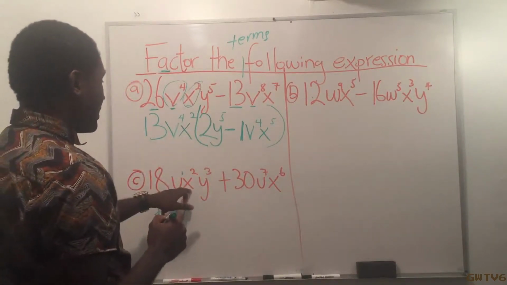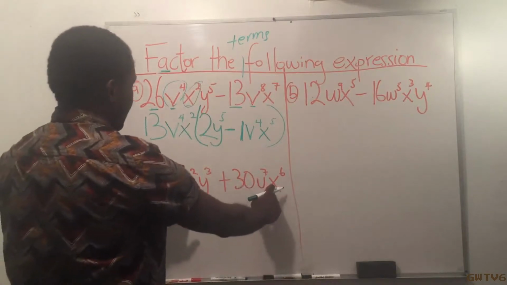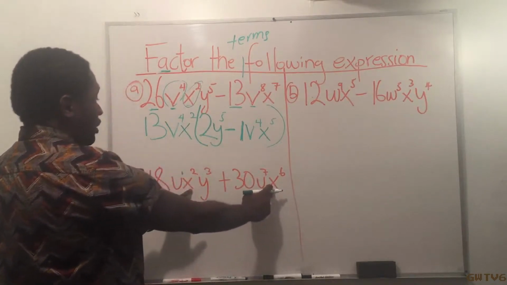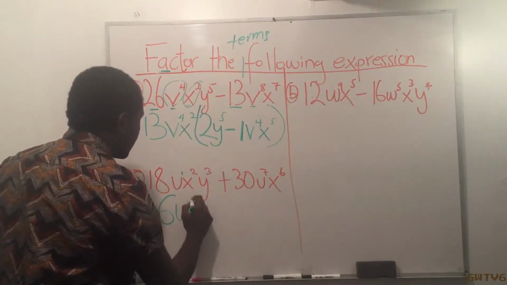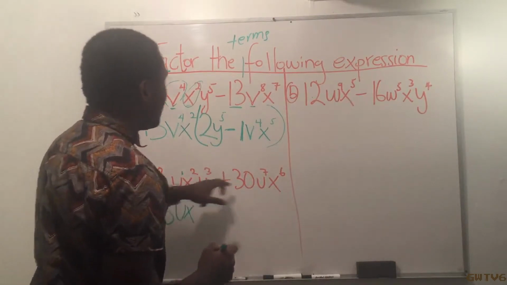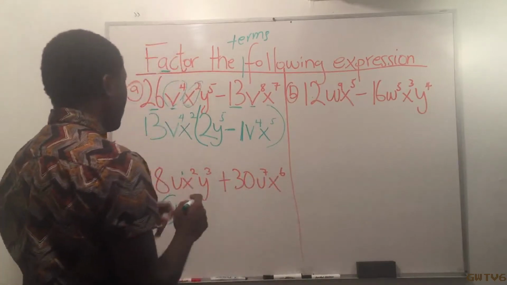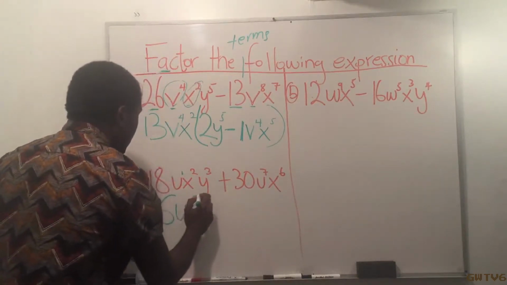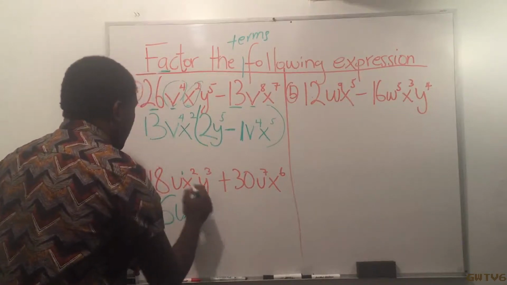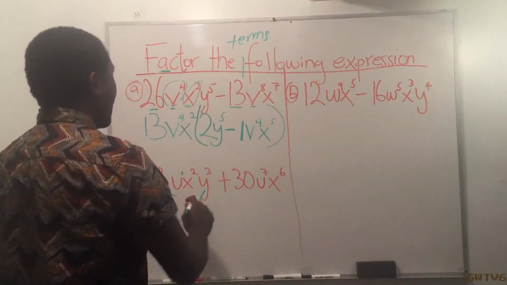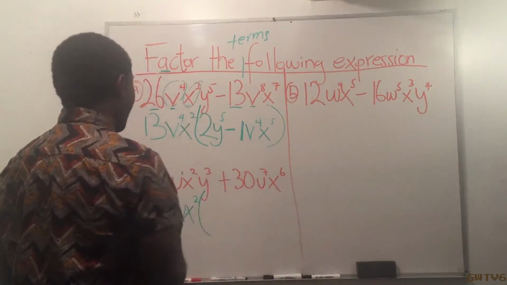And then I see x and then x. So they come out. Just choose the lowest power, right? x^2 will come out. There's y here. There's no y on that side. So I cannot bring out y. So I'm good. Okay. And then what goes inside the parentheses?